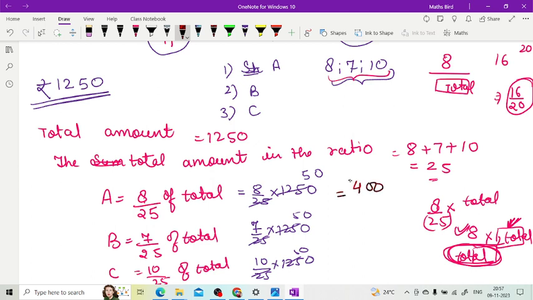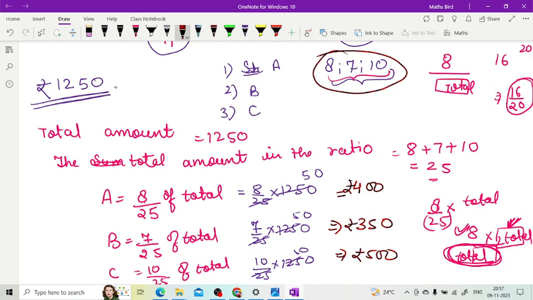What will be the total amount? It will be 400 rupees. When you multiply 7 and 50, you will get 350. So it is rupees 350 and rupees 500. So A got 400 rupees, B got 350 rupees and C got 500 rupees. Right? See, the total amount was given and the ratio was given. Total is given, and in the ratio form we can find out the total. So in rupees the total is 1250 and in ratio the total is 25.